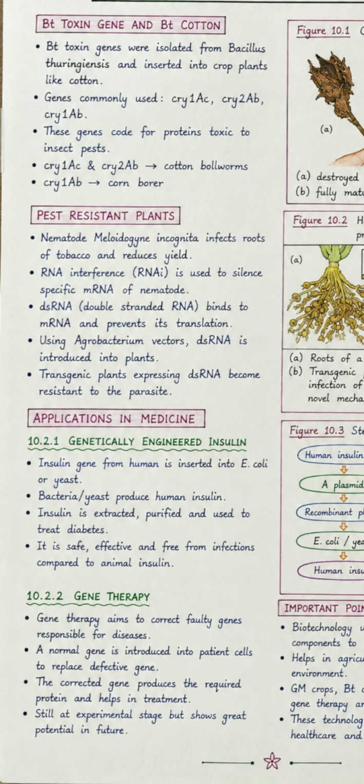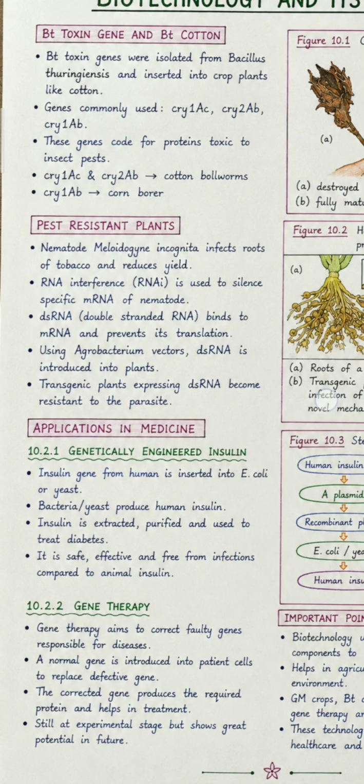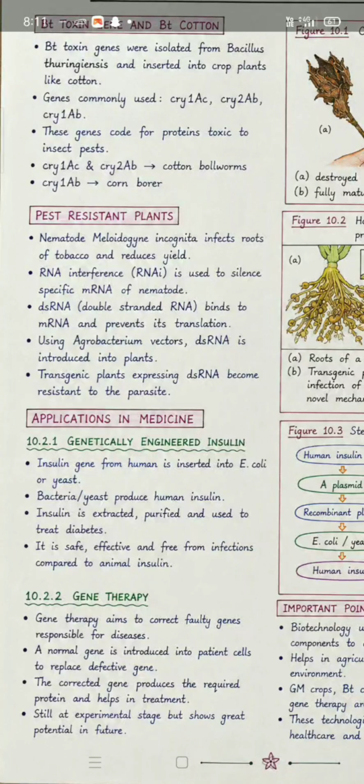And the next one is pest resistant plants. The nematode Meloidogyne incognita infects the root of tobacco and reduces the yield. RNA interference is used to silence specific mRNA of the nematode. Double-stranded RNA binds to the mRNA and prevents its translation. Using Agrobacterium vectors, double-stranded RNA is introduced into plants. Transgenic plants expressing double-stranded RNA become resistant to the parasite.